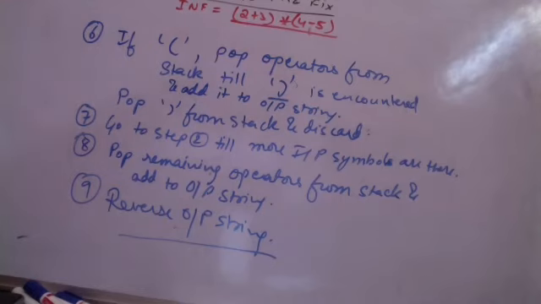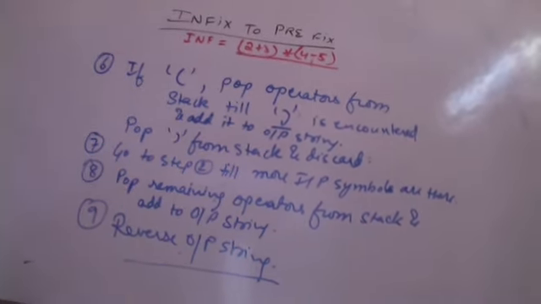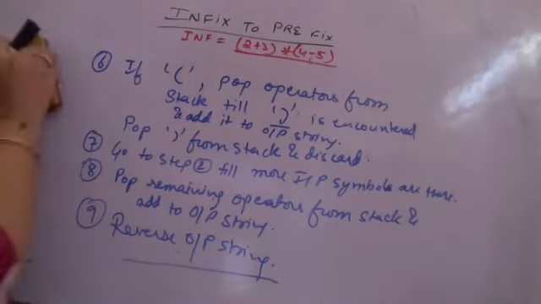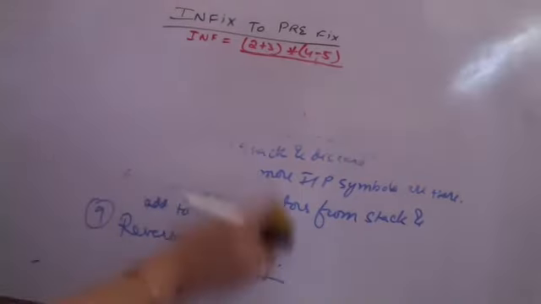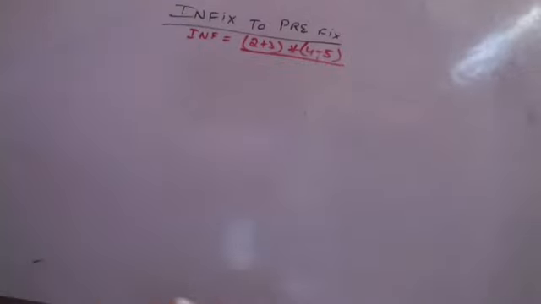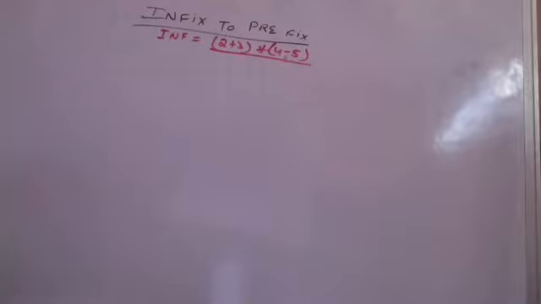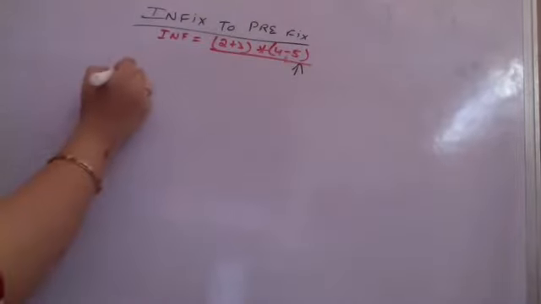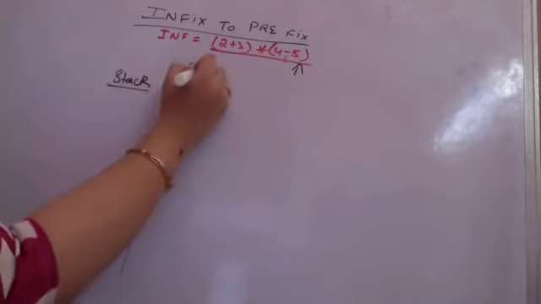Let us see how this can be done using the example that we are having. I have to calculate the prefix for this. Now let us see what happens. I have to first either reverse the expression or start reading it from the right. So, for simplicity, I am reading this expression from the right. Okay. So I will be having a stack. I have the reverse of my output string.